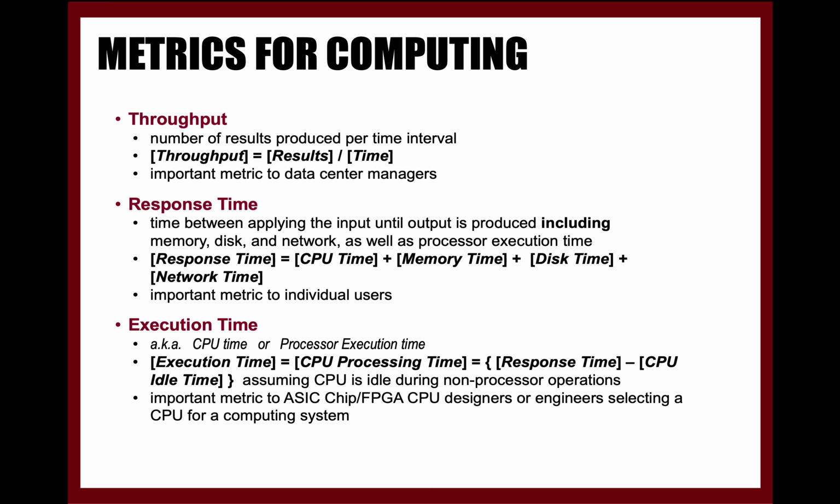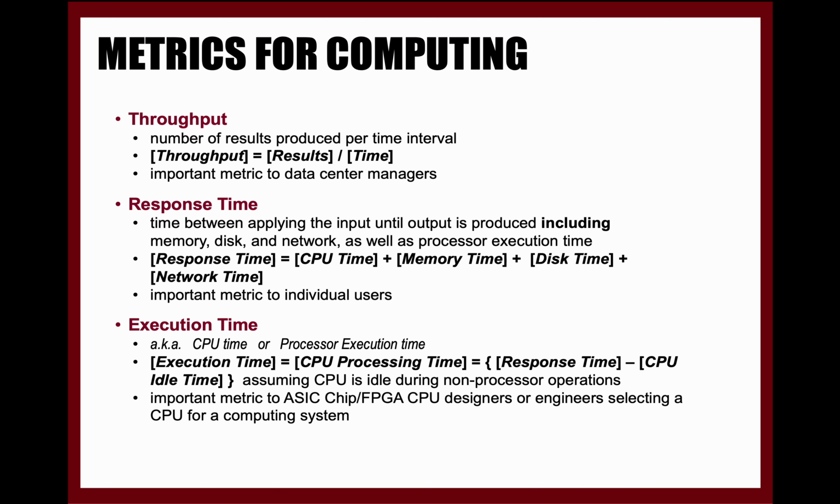In computing, there are several key metrics that help us understand the performance of a system. Let's dive into three crucial ones. Throughput. This refers to the number of results produced within a specific time interval. Mathematically, it can be represented as throughput equals results by time. It's a vital metric for data center managers because it gauges the efficiency and capacity of a computing system.